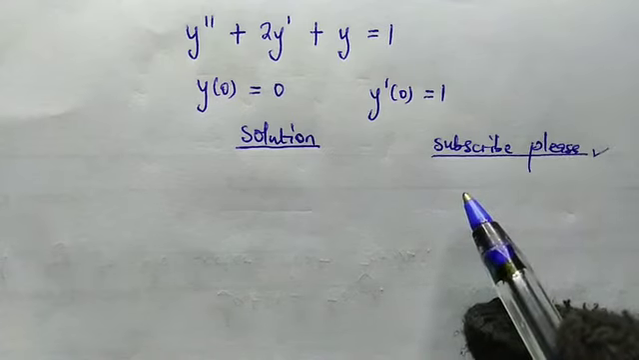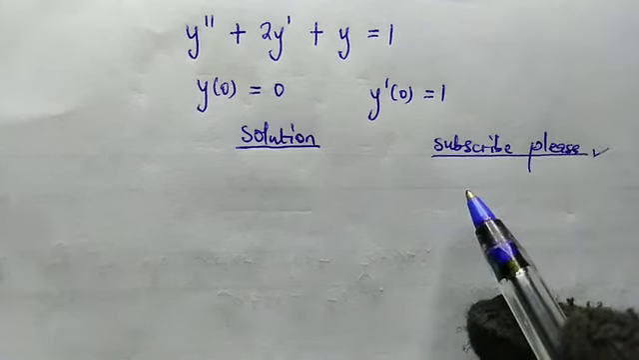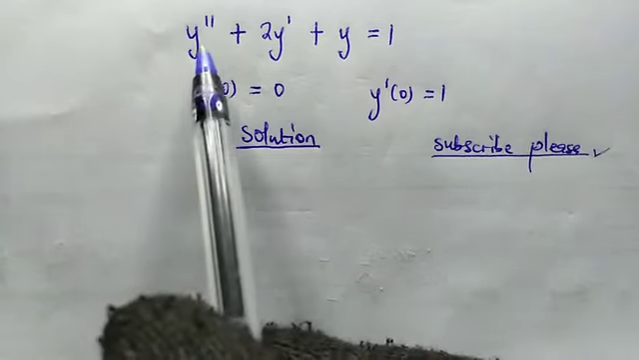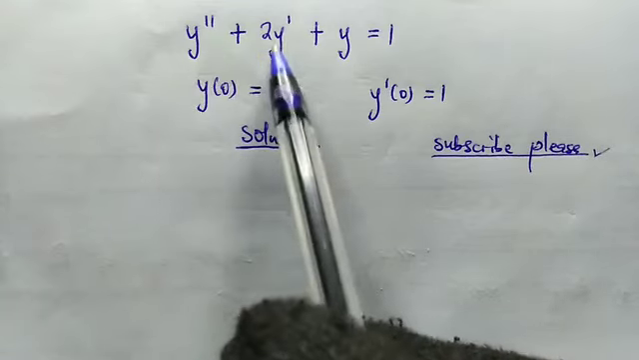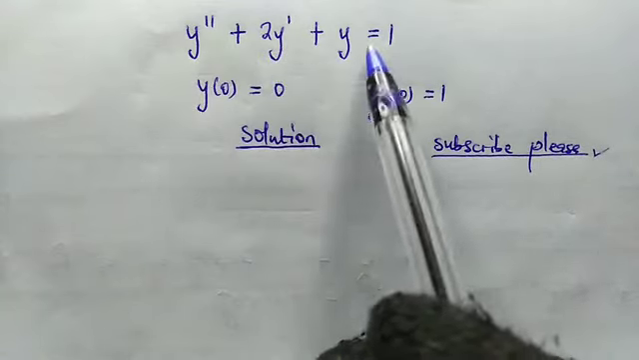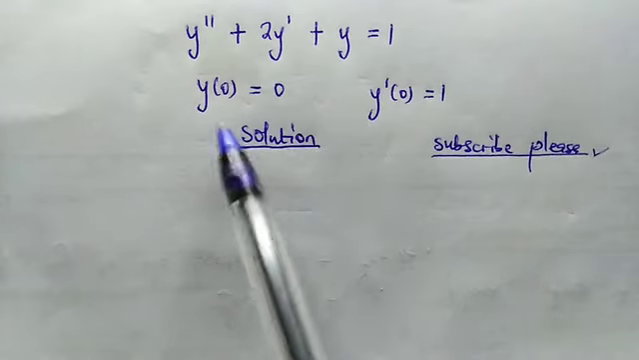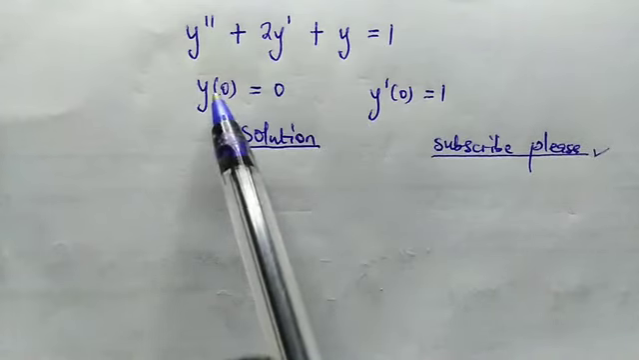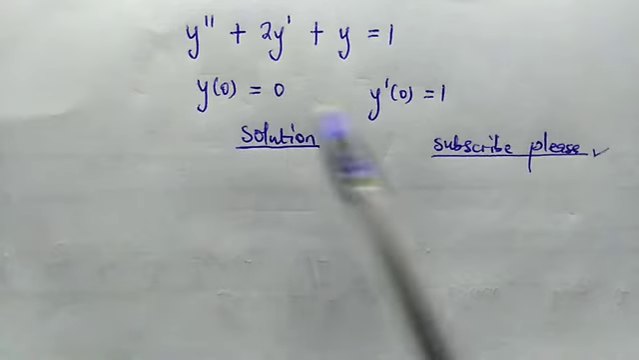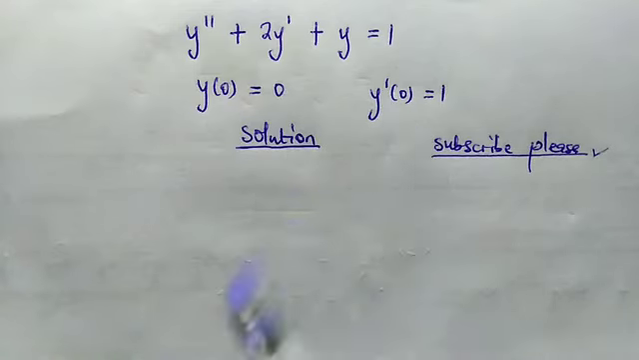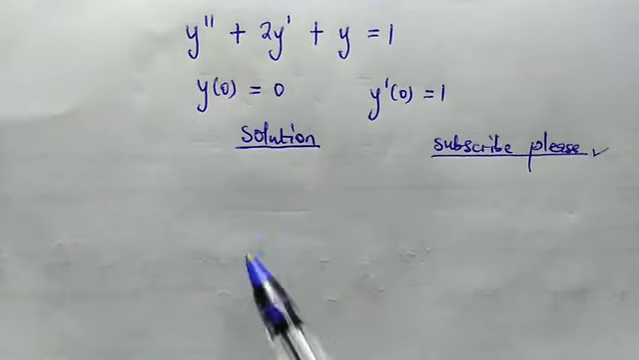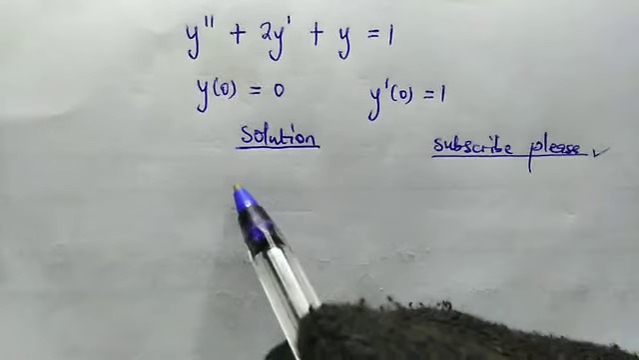Today I'm going to show you guys how to solve an initial value problem using the Laplace transform. Here we have y'' + 2y' + y equal to 1. We are given the following initial values: y(0) = 0 and y'(0) = 1. Right? Now let's bring down this equation right over here.